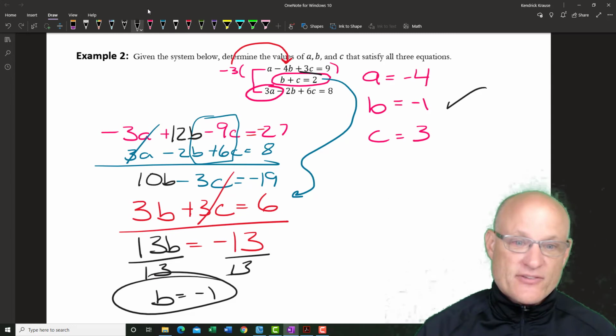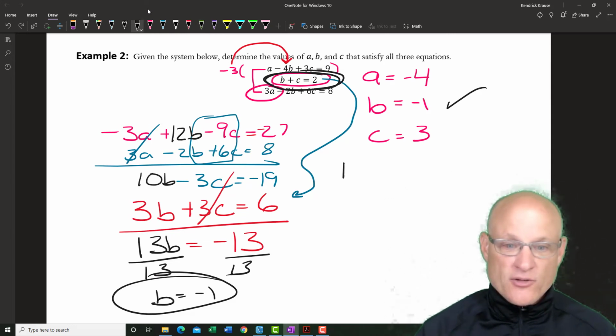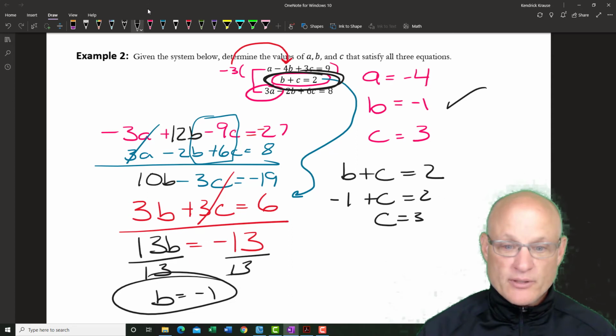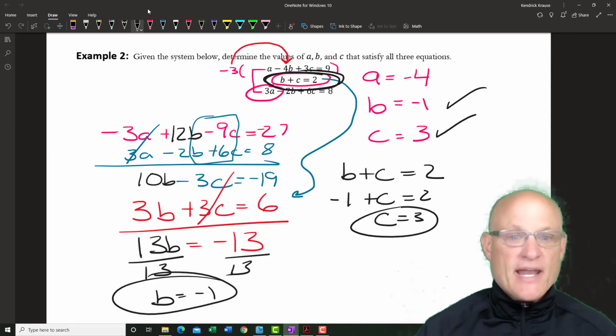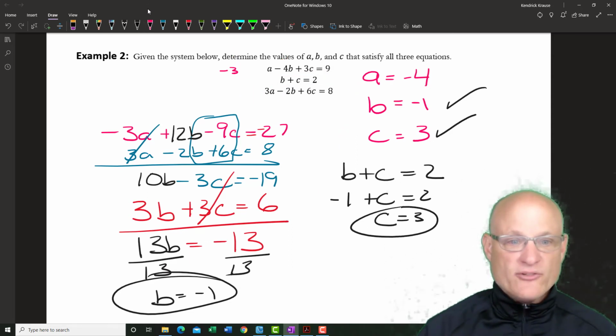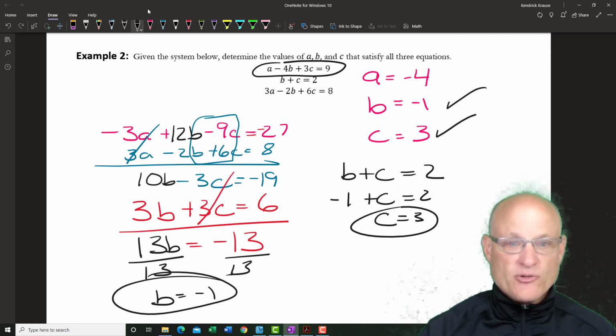Now, the beauty is I got this nice little equation to put it into. So b plus c equals 2. Negative 1 plus c equals 2. C equals 3. Boom. Check. And now I always go back to the original equations. I need to find a, and I try to find the one with the most positives in it. And this has just got a plain old a in it, so we'll just use that one.